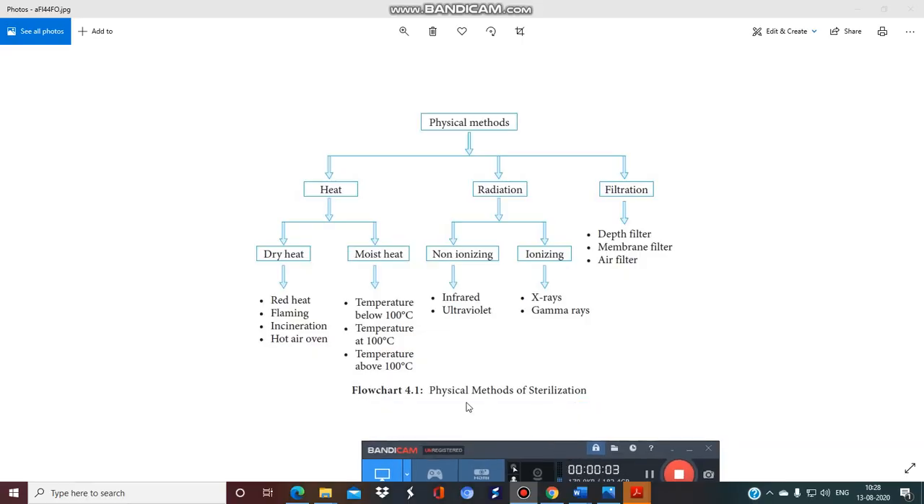I welcome you all to the next topic of sterilization. So far, we have covered different physical methods like heat and radiation. In this video tutorial, we are going to cover the most important physical method, that is filtration, as a sterilizing agent. So let's see how filtration helps or aids in removing the microorganisms.